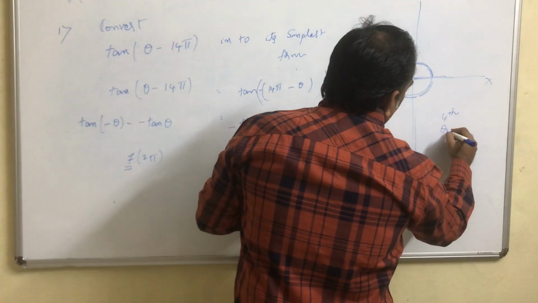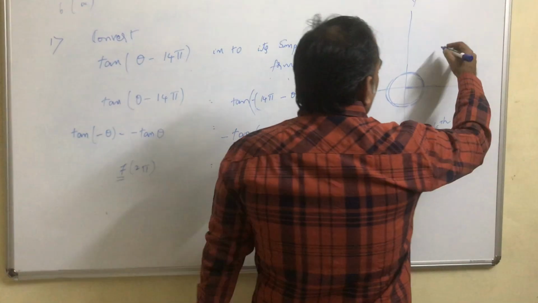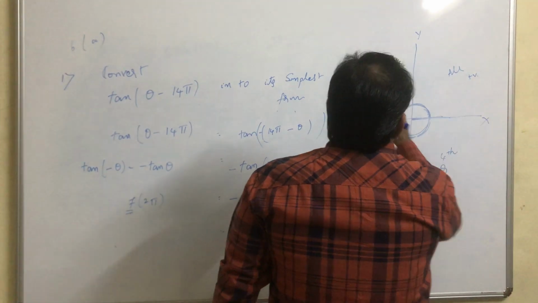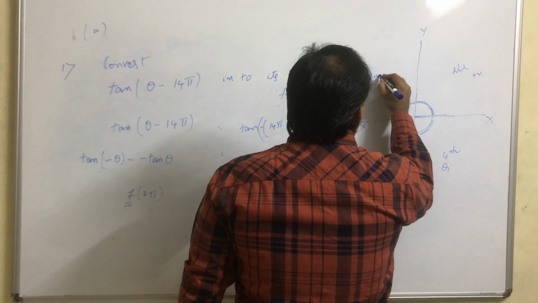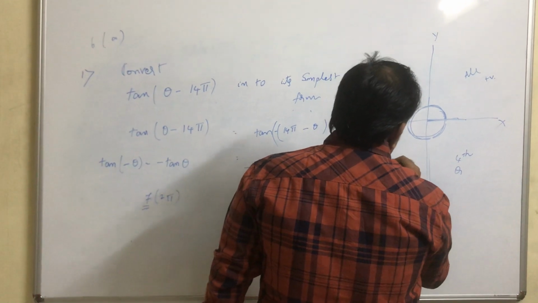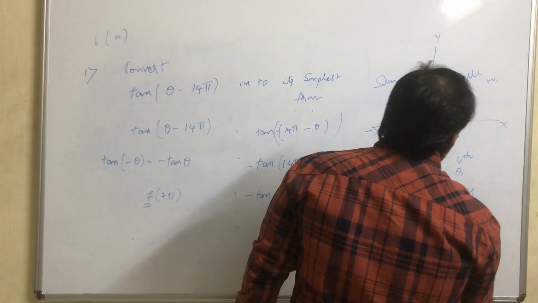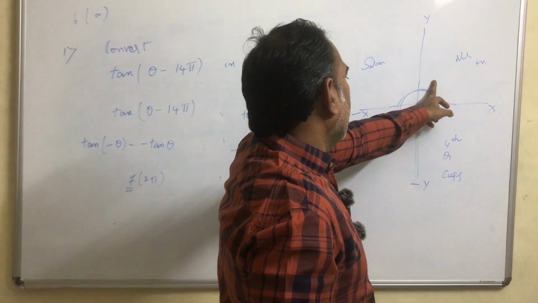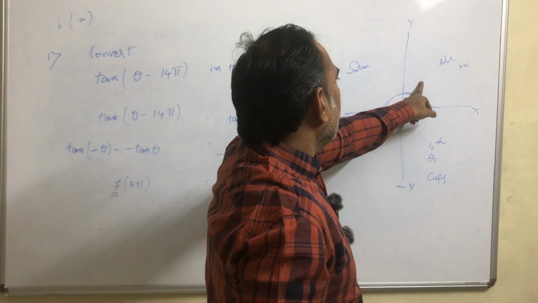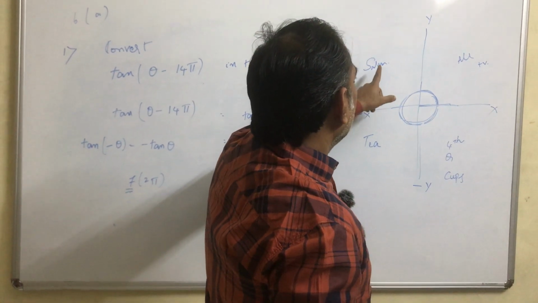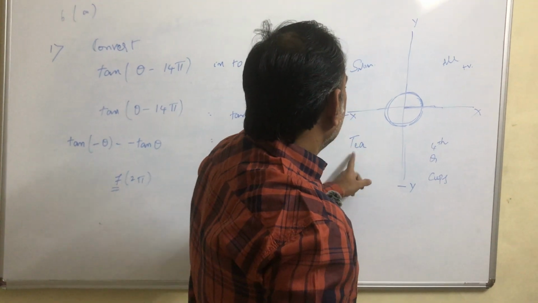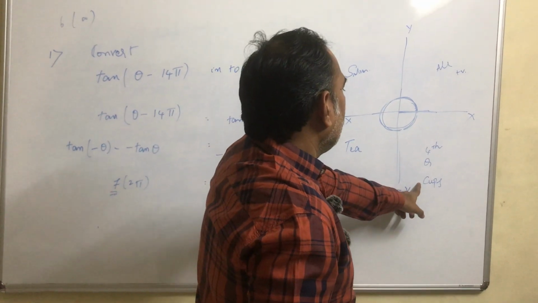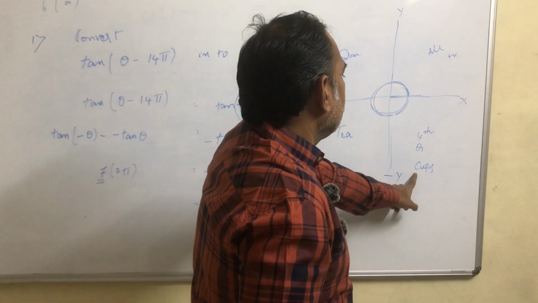Fourth coordinate, right? And we know that in the first coordinate all angles are positive. In the first coordinate all angles sine, cos, tan, all are positive. In the second coordinate only sine is positive. In the third coordinate only tan is positive. In the fourth coordinate cos is positive.